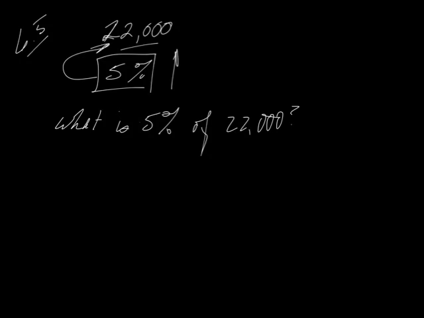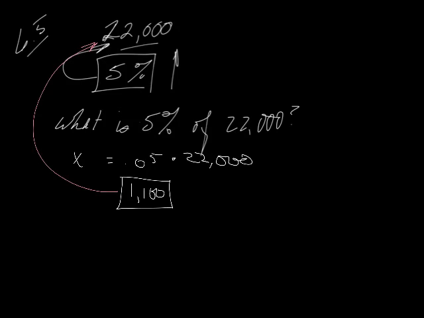So when I do that, I get x is 0.05 of 22,000. 5% of 22,000 is 1,100. So that is the 5%. So I'm going to take that amount and I'm going to add it to my 22,000 in order to find out how much money I'm making now once I got my raise. So again, think logically through these so that you can get the right answer.